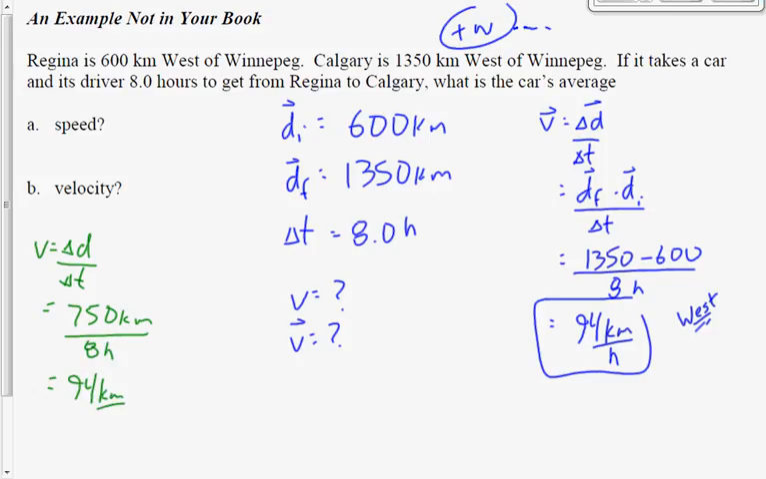Hey, how come the speed and the velocity are the same value here? Ethan answered this question for me earlier on a different question. How come the speed and velocity are the same number? Because I haven't changed direction, right? I went west the whole time. If I went west and then I changed and went east, then speed and velocity would be different numbers. Is that okay?